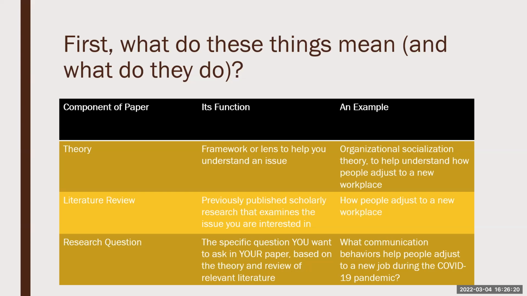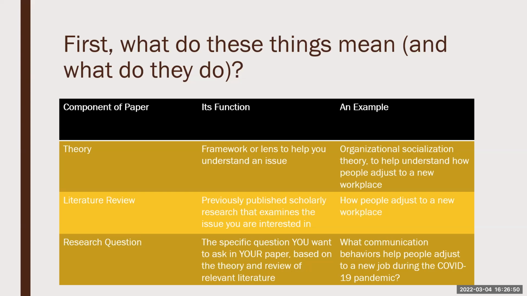The literature review then is the entire body of previously published scholarly research that examines this issue you are interested in. So, for example, in the same example that we're dealing with, the issue is how people adjust to a new workplace, right? And so you will be looking at pretty much all of the prior published research about how people adjust to a new workplace.